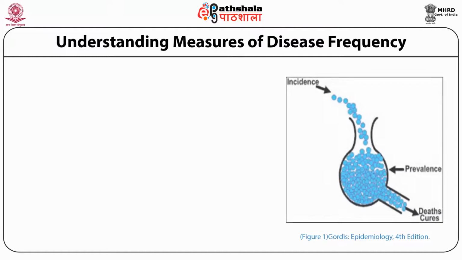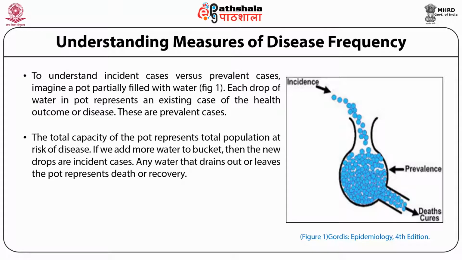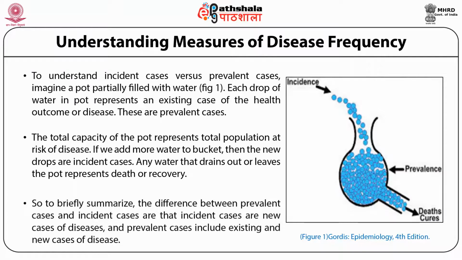Here, you can look at the figure to understand incident cases versus prevalent cases. Imagine a pot partially filled with water, as shown in figure 1. Each drop of water in the pot represents an existing case of the health outcome or disease. These are prevalent cases. The total capacity of the pot represents the total population at risk of disease. If we add more water to the bucket, then the new drops are incident cases. Any water that drains out or leaves the pot represents death or recovery. So, to briefly summarize, incident cases are new cases of disease and prevalent cases include existing and new cases of disease.